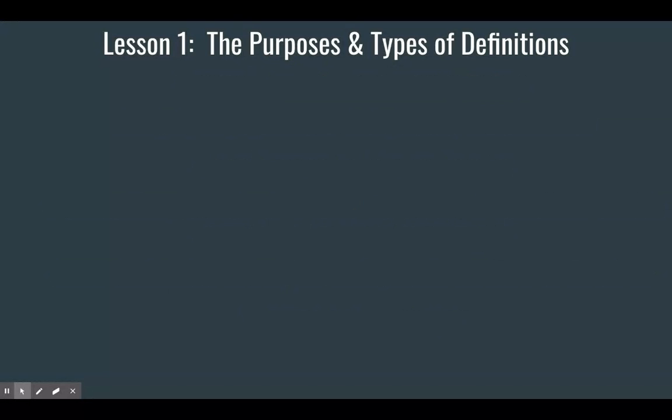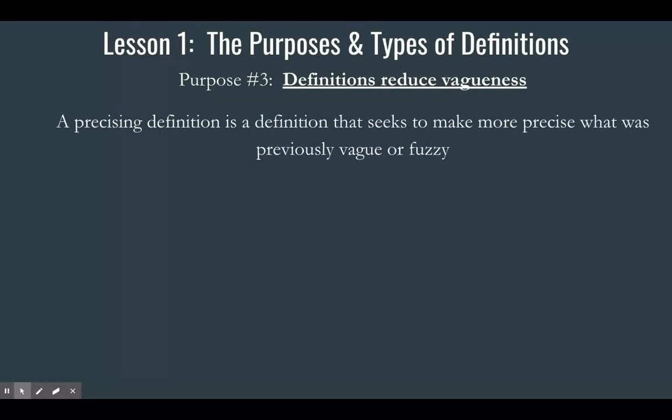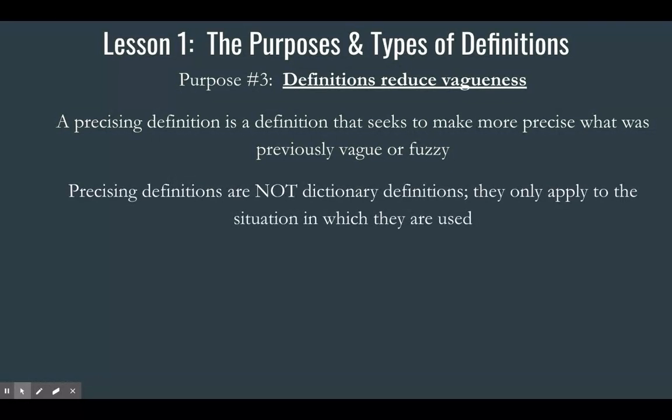So what we need is a precising definition. This is our second type of definition, a precising definition. We had a lexical definition. They show relationships and remove ambiguity. Our second type of definition is a precising definition. It seeks to make more precise what was previously vague or fuzzy. Precising definitions are not dictionary definitions. They only apply to the situation in which they are used.